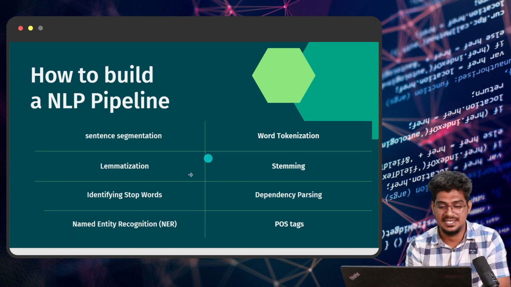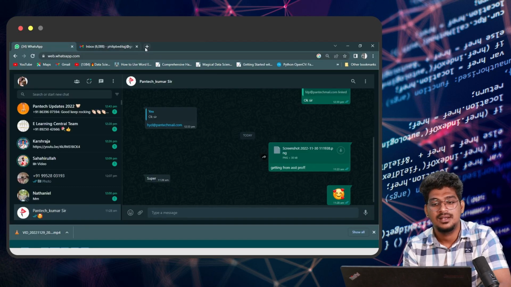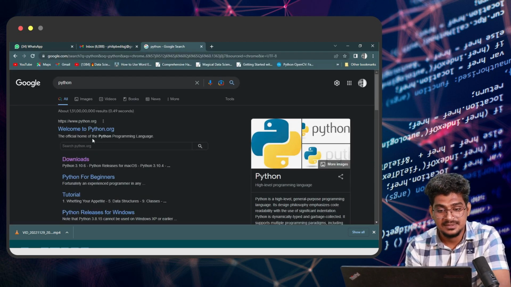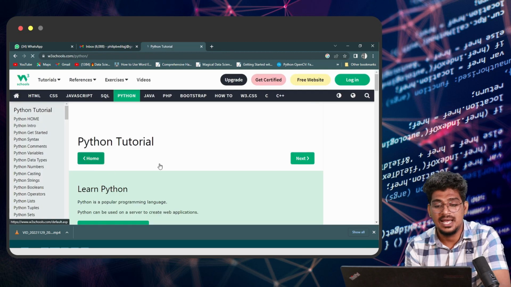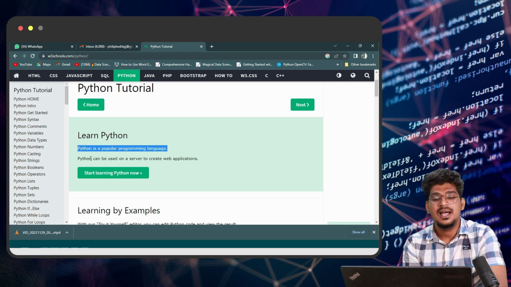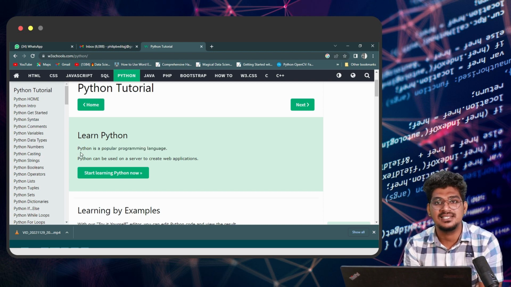The same example I will use here, sentence into words. For example, I enter Python here, and search Python tutorial. This is the sentence. Here, Python is a popular programming language is the sentence. When you apply tokenization, it will be split like this: Python is one word, is is one word, popular is one word, programming is one word, and language is one word.